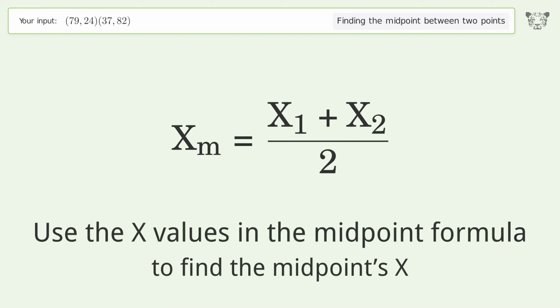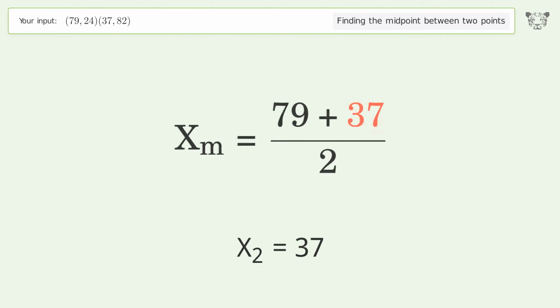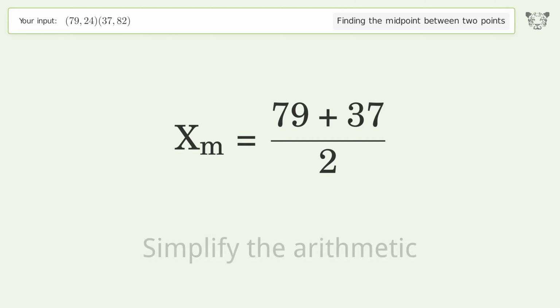Use the x values in the midpoint formula to find the midpoint's x. x1 equals 79. x2 equals 37. Simplify the arithmetic.